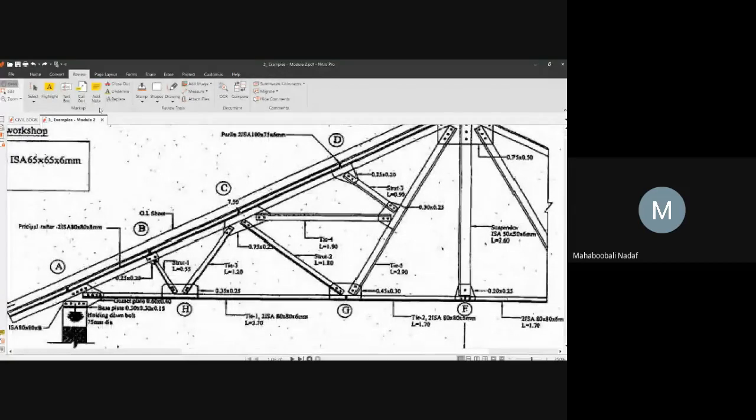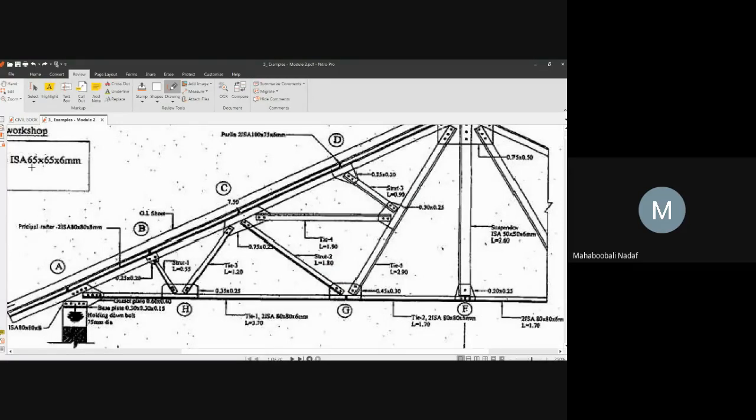So here, what are these members? This is strut 1, this is strut 2, this is strut 3. Exactly three struts are there, plus three on this side. That's why it is given strut 1, strut 2, strut 3. And you can see the length is also given: L equal to 0.55, L equal to 1, L equal to 1.1, and L equal to 0.9. Directly they have given.